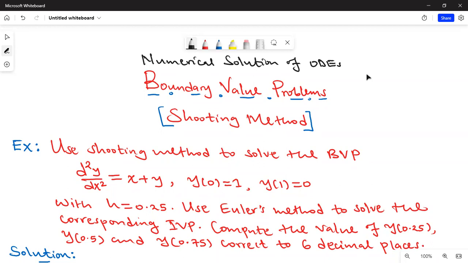Today we are going to look at numerical solution of ODEs, and we are going to look at the boundary value problems, and in particular we look at the shooting method.